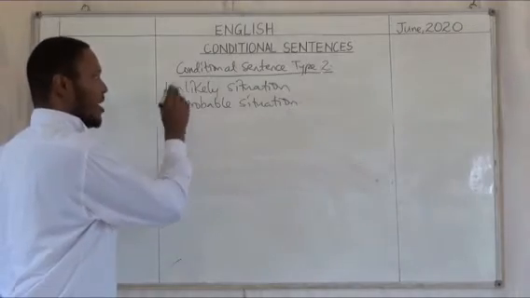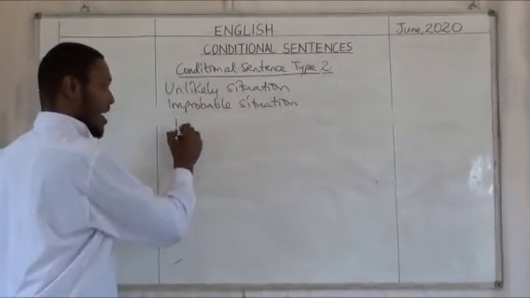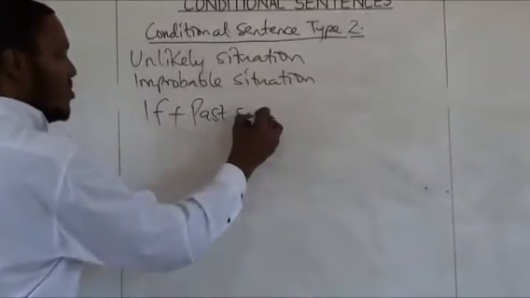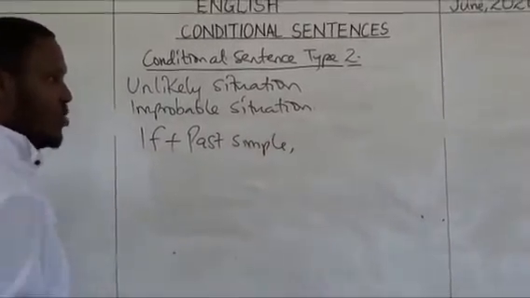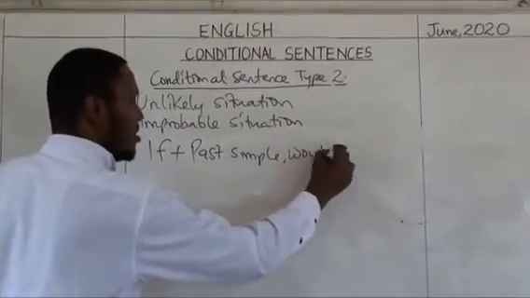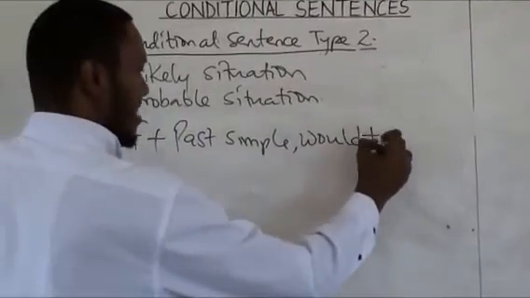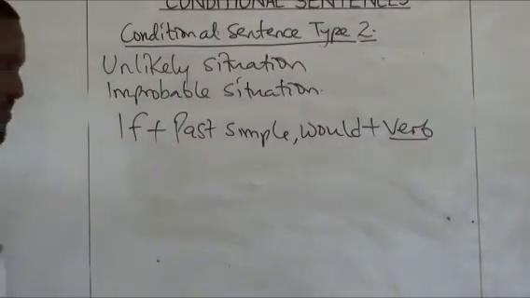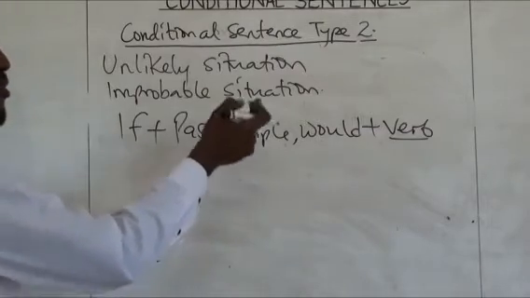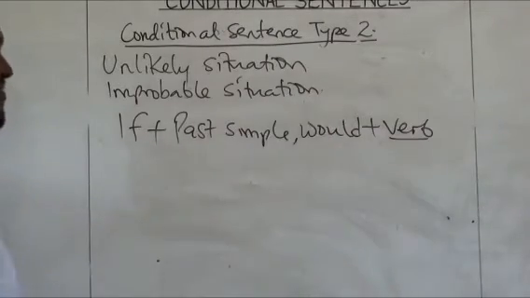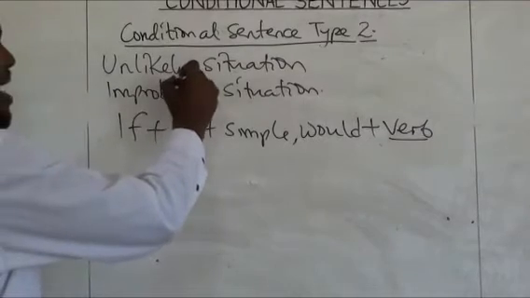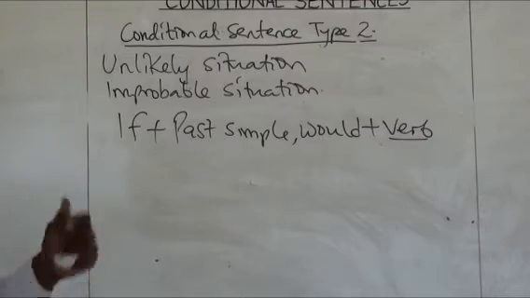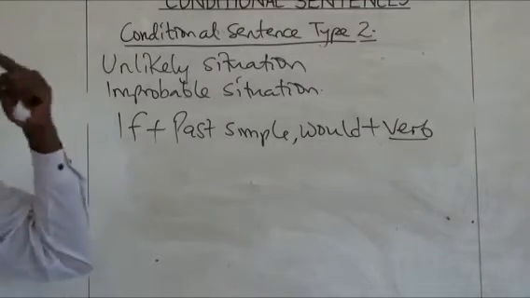Okay? So the structure of the conditional sentence type 2 is if plus past simple, and in the main clause we have would plus verb. That is a verb in the present tense. If plus past simple, and then would plus verb to show an unlikely situation, a situation that is not likely to happen. Okay, so an example of a sentence in conditional sentence type 2.